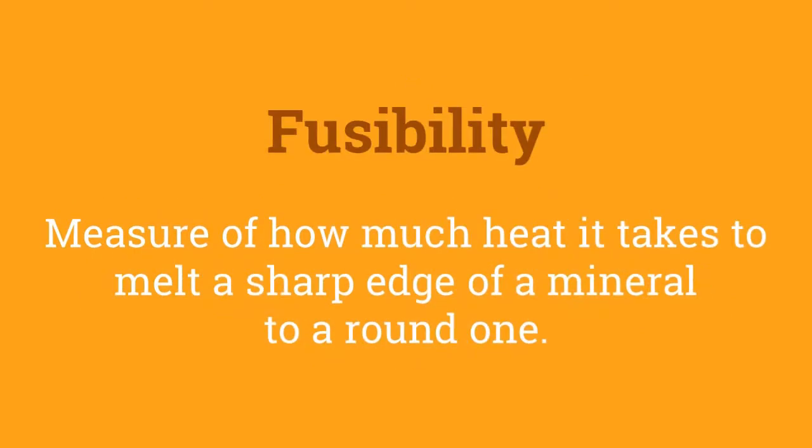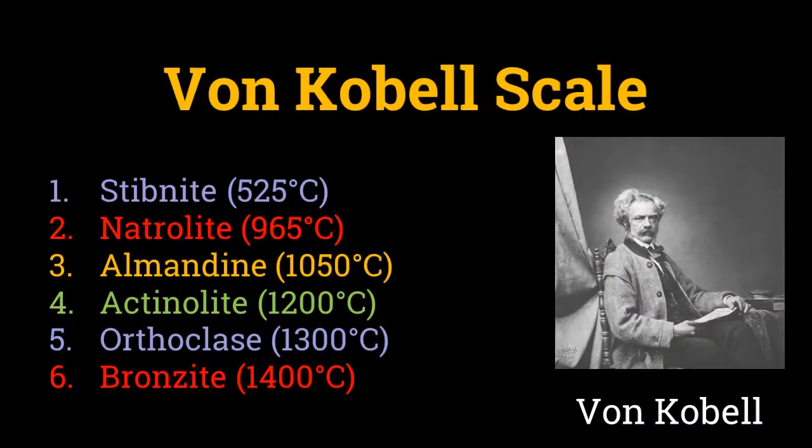Fusibility is the measure of how much heat it takes to melt a sharp edge of a mineral to a round one. Relative fusibility of certain minerals is an important diagnostic property as it aids in mineral identification through a blowpipe. Von Kobell scale comprises 6 common minerals arranged in ascending order of their melting points. Stibnite is easily fusible and hence it is on the top, whereas bronzite and orthoclase can hardly be fused in the ordinary blowpipe, so they are at the end.